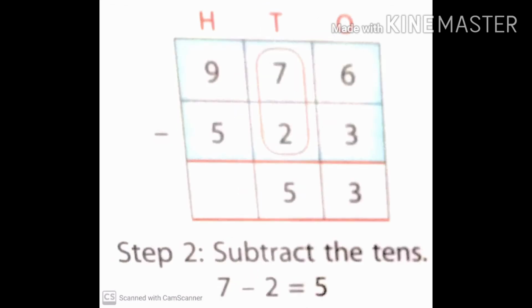Step number 2 is subtract the tens. That means 7 minus 2. 7 minus 2 gives us 5.